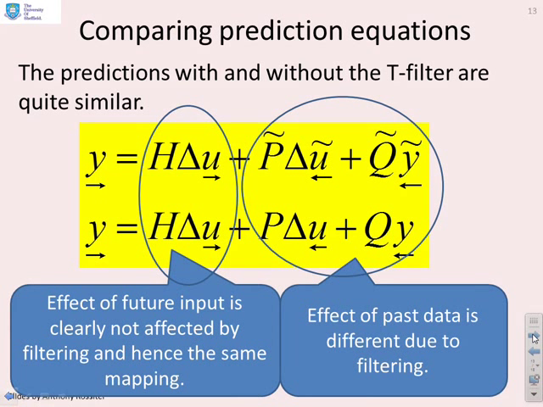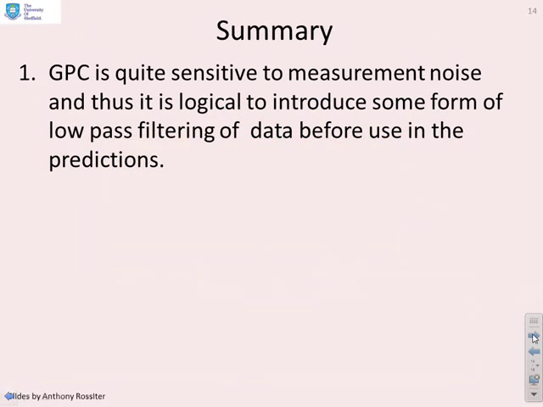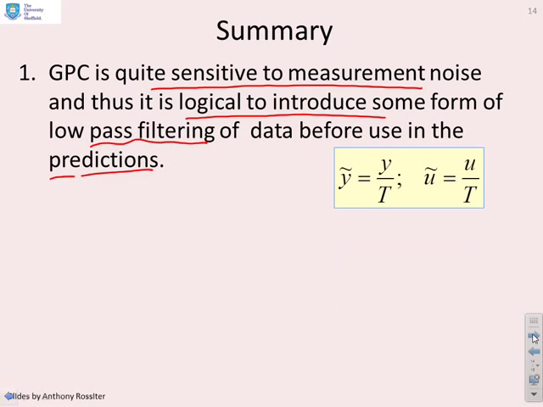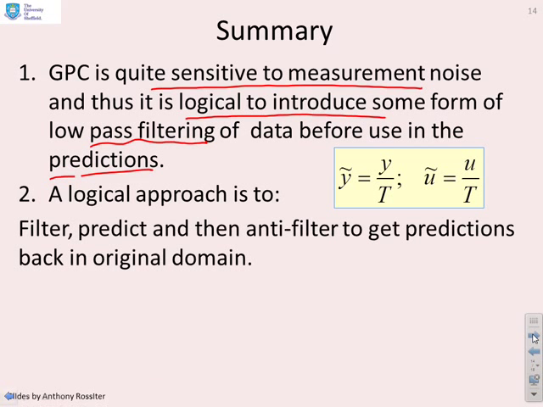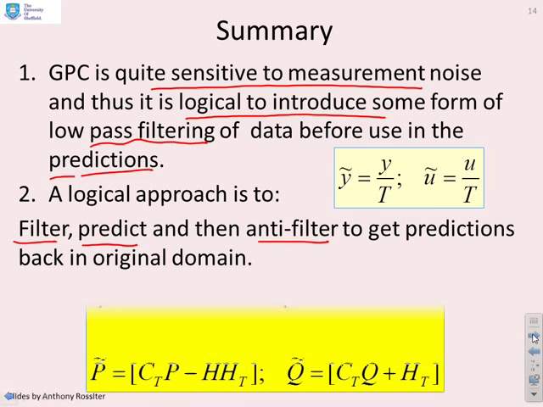So by filtering out the high frequencies, basically you're going to get a different mapping of the uncertainty into the future predictions. So in summary, GPC is quite sensitive to measurement noise, and thus it's logical to introduce some form of low-pass filtering of data before you do the predictions. Okay? And the sort of filter we've used is 1 over T. And a logical approach is to first filter, that's step 1, then predict, and then anti-filter to get the predictions back in the original domain.